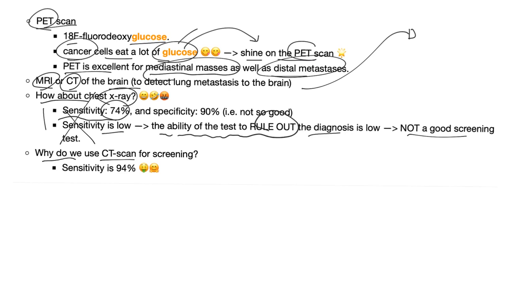Why do we use CT scan for screening? Because the sensitivity is 94%. Because that's a very common question on your exam. They will give you a patient with lung cancer and they will ask, what's the next step? Most of you will choose chest X-ray. You are as naive as a B lymphocyte before it recognizes the antigen. The answer should be CT scan, folks.